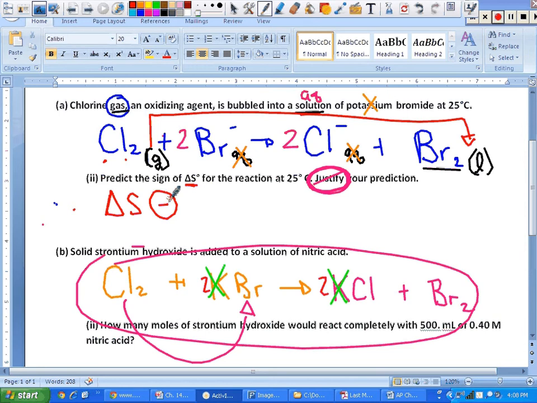Let me read you what they have. It says the sign of delta S is negative. One of the reactants, Cl2, is a gas, and there are no gaseous products. Gases have high entropies, so the entropy of the reactants is greater than the entropy of the products, making delta S negative. Because aqueous and aqueous cancel each other out.